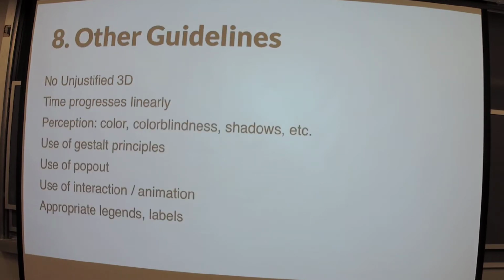And then here's a list of other guidelines that are a little bit more specific. Like we talked about, no unjustified 3D. Why shouldn't you use 3D if you don't have a reason for it? It's hard to interpret. Even if you have a scatter plot, you can't really say where a point in a 3D scatter plot is on certain scales. Other problems with 3D? Occlusion.